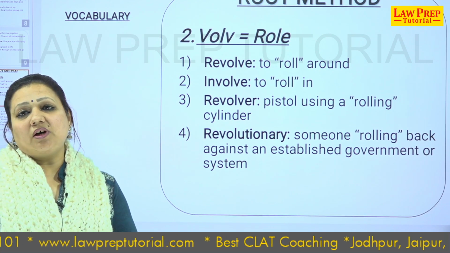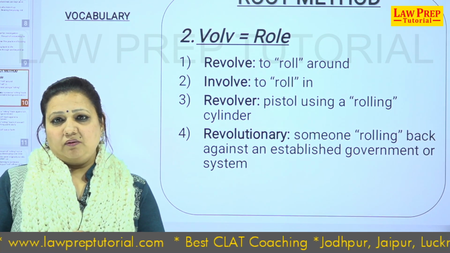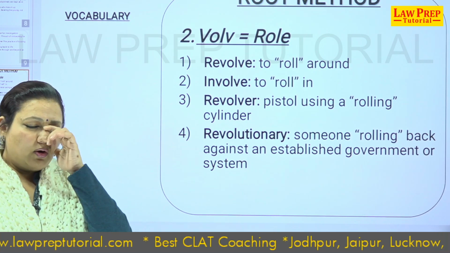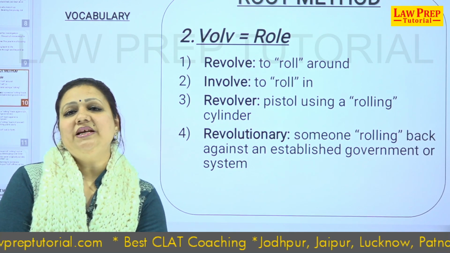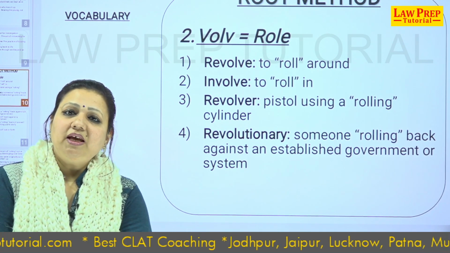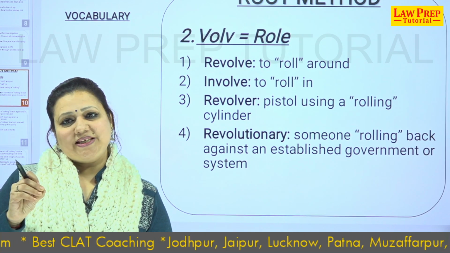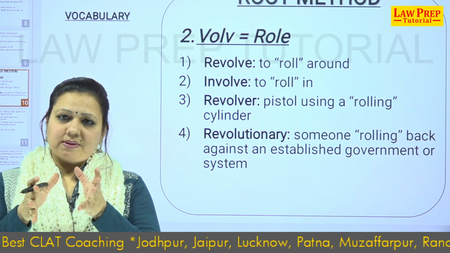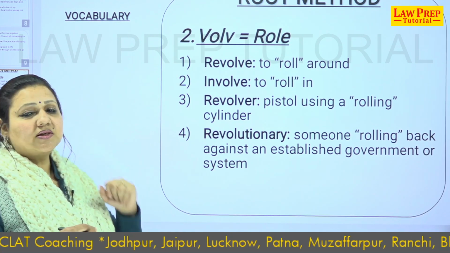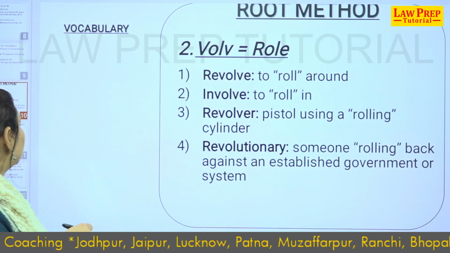There are 26 letters in the English alphabet. With the letter A, we have the maximum number of roots. Why? Because belonging to the vowel section, it follows the same. Taking up the next root for today, that is volve, that means to roll.